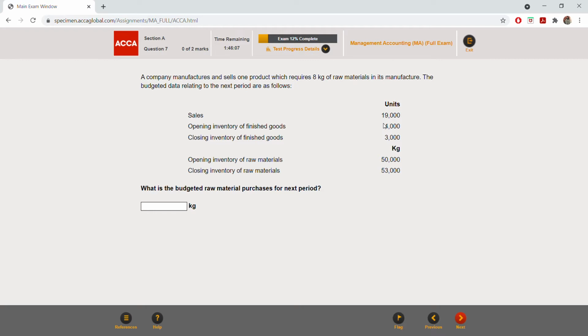So you have to take the material usage budget. Material usage budget is production units times material usage per unit. Production units, which we just calculated, is 18,000, times 8 kg.